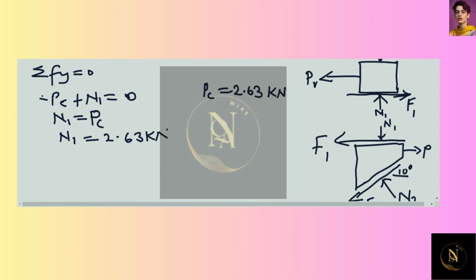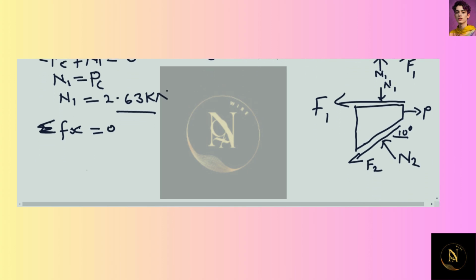Okay, then we'll consider equilibrium in the x direction. The summation of the forces in the horizontal direction is going to be zero, so that we'll have minus Pr, that force going to the left there, plus F1, the frictional force at point 1, equal to zero, so that we now have F1 equal to Pr.